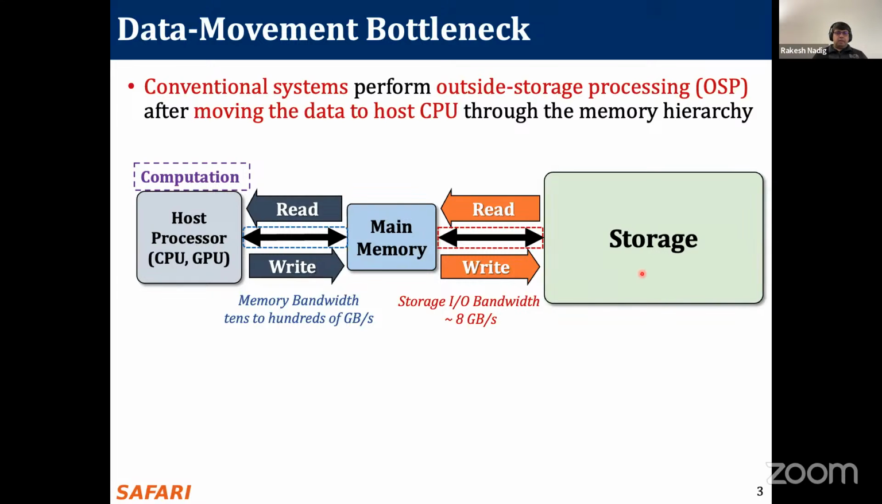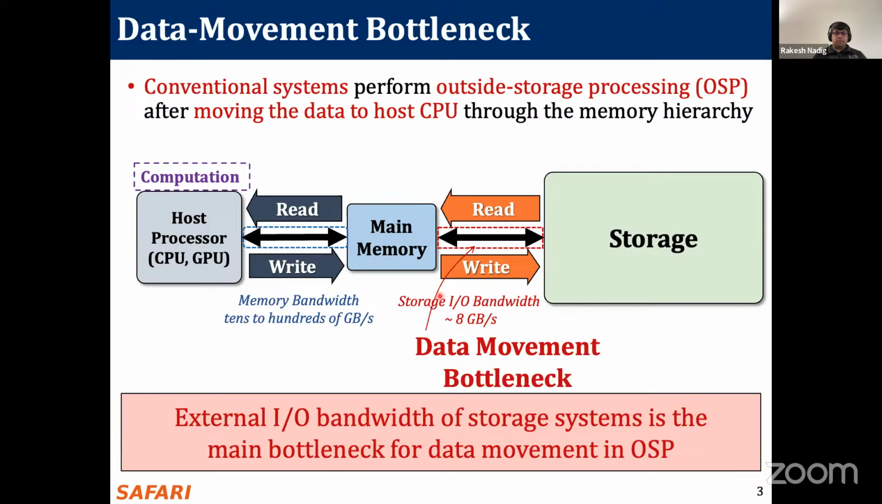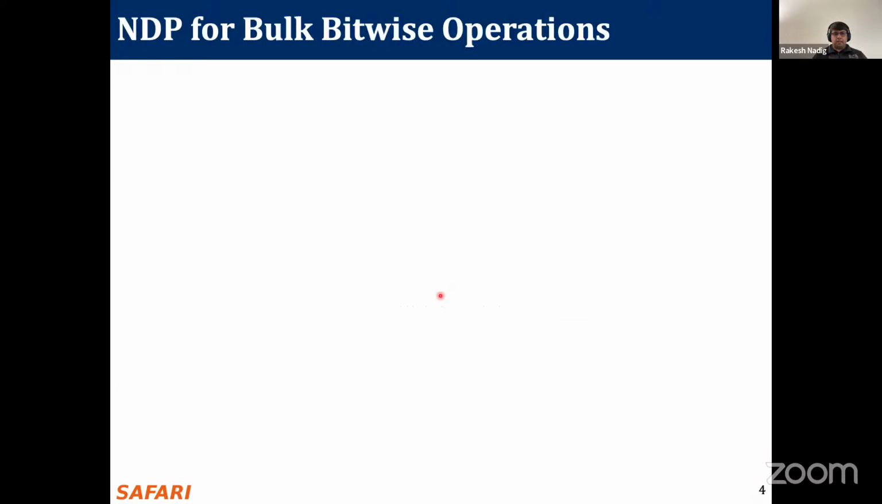If you look at the external I/O bandwidth of the storage device and the main memory bandwidth, we see that the main memory bandwidth is significantly higher than the storage I/O bandwidth, which is typically around 8 to 10 Gbps. And this is the main bottleneck affecting the large data transfer that happens through the memory hierarchy. So this limited bandwidth is what affects the performance and energy efficiency.